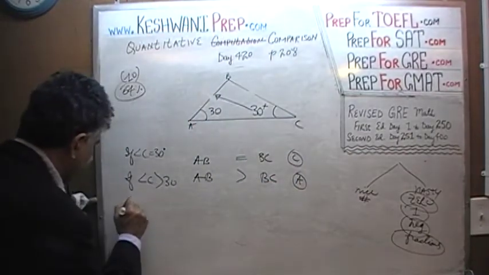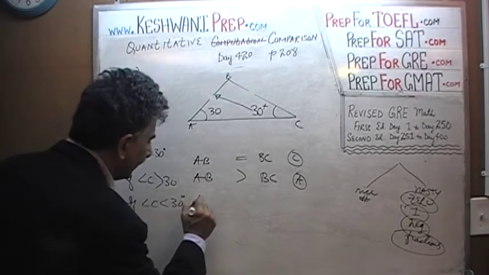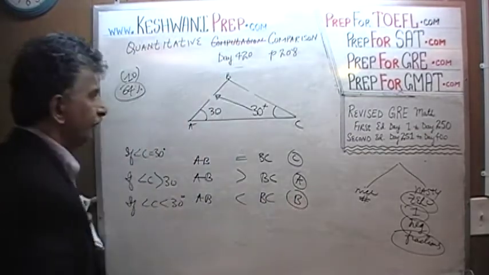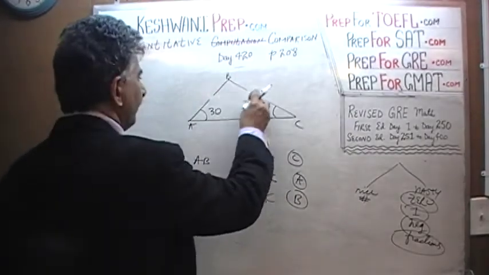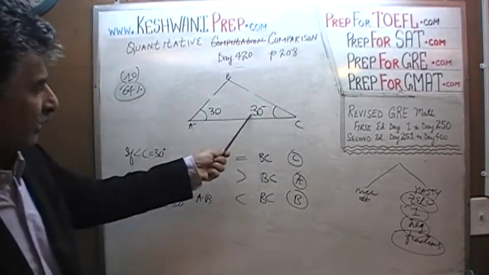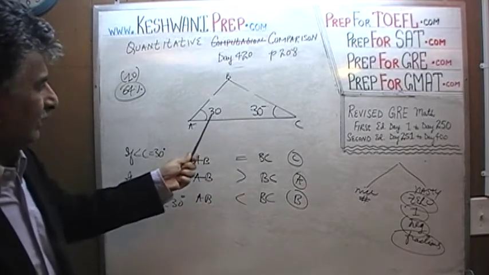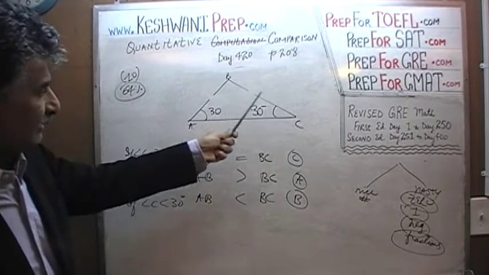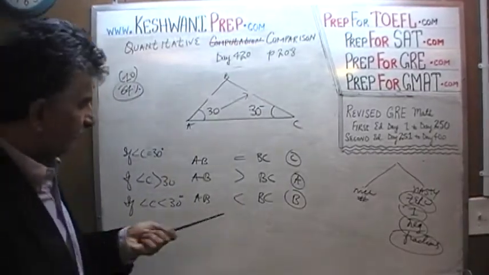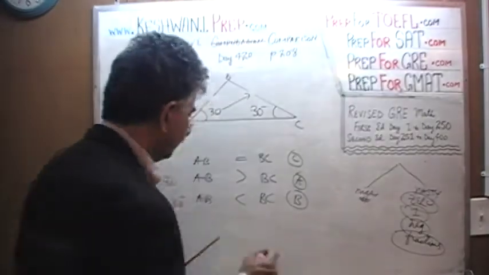On the other hand, if angle C is less than 30 degrees, then AB will be less than BC, in which case the answer would be B. If it happens to be less than 30 degrees, then because this is a smaller angle, this will be the smaller side. The side facing angle C is AB. The side facing 30 degrees is BC. BC will be longer because it faces a bigger angle. That's what it is. As you can see, we're getting conflicting answers, and therefore the answer is D.